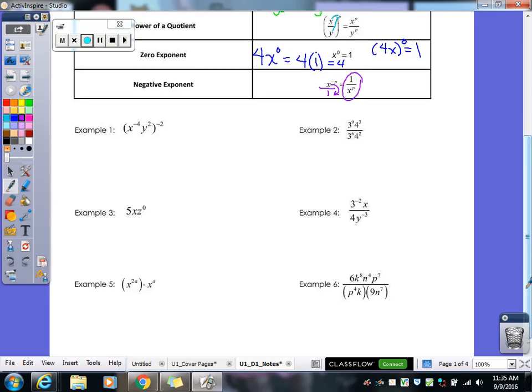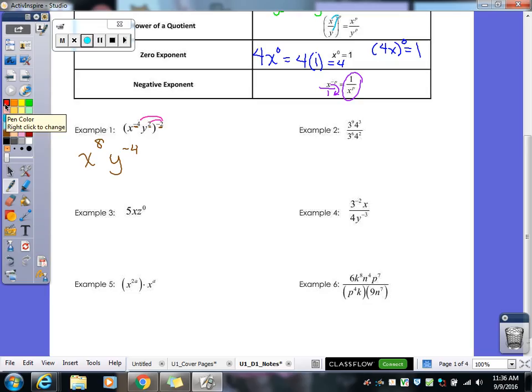So if we take a look at example 1, we have a couple of different rules in combination here. First, we have an exponent on the outside of the parentheses, so I want to make sure I give that to everything inside the parentheses. So it's going to go to the x and it's going to go to the y. But in doing so, I now have an exponent. This exponent is raised to another exponent, so that's when we multiply them. So this becomes x to the positive 8, because my negative 4 times my negative 2 gives me a positive 8. And then for the y, again, we're going to multiply because we have an exponent to an exponent. So 2 times negative 2 gives us a negative 4.